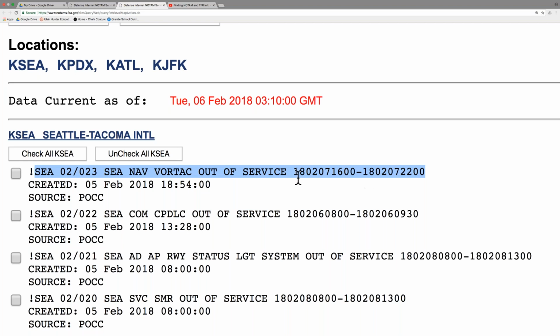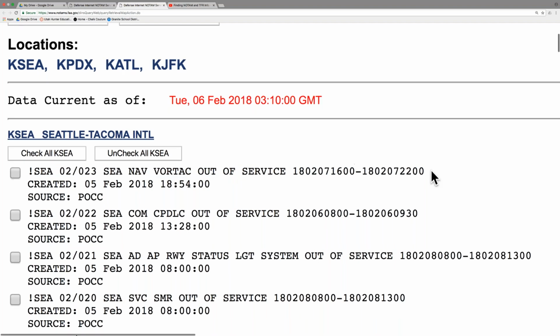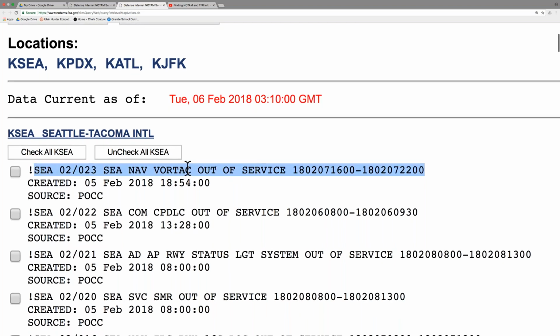Yeah, so the VORTAC, it's a VOR with basically DME reporting, but the TAC is military, a military basically usable VOR. So yeah, we use the VOR and the DME off of that VORTAC for our approaches or for navigation. So good job. Just saying that it's going to be out of service from this time to this time.